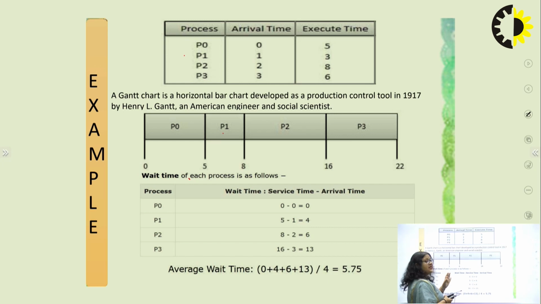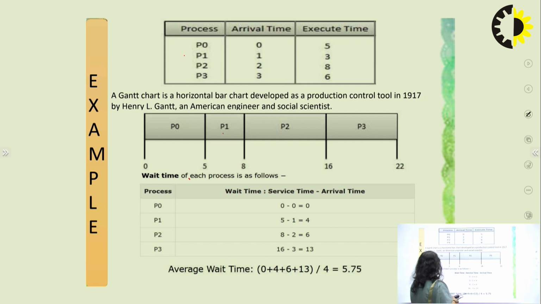So what is the waiting time for each and every process? When the process P0 arrives, we directly give the processor at time 0. So the waiting time of the process P0 is 0. It is basically 0 minus 0, so it is 0.